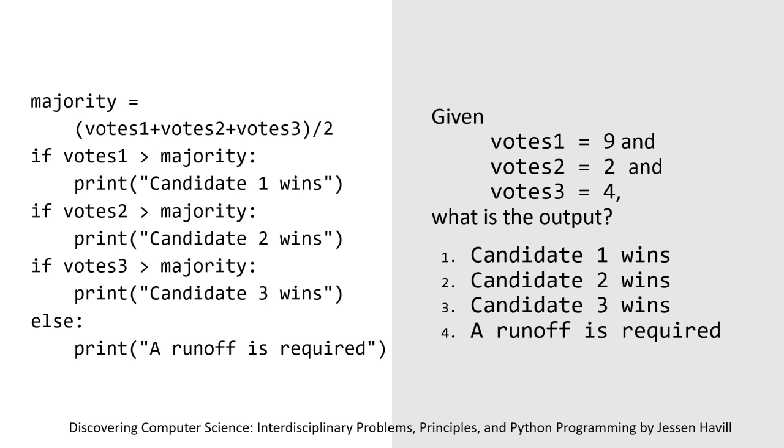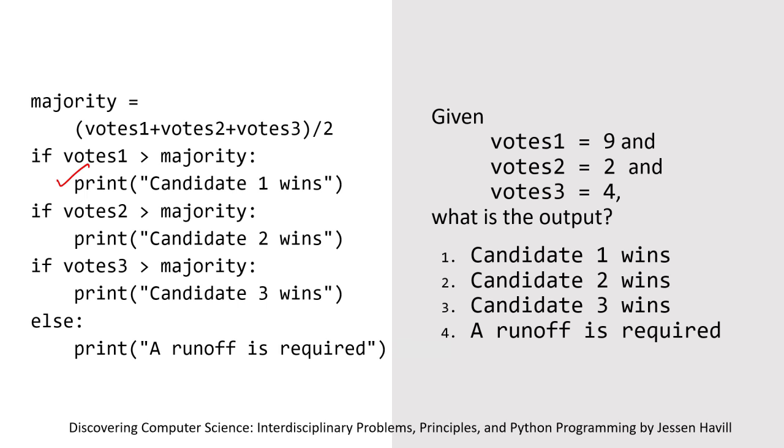You can pause the video at this point and try to find out what is the output if the inputs are 9, 2 and 4. In this case, the value of majority is 7.5. The value of vote 1 is 9, which is more than majority, so it will print candidate 1 wins. So this statement will execute.